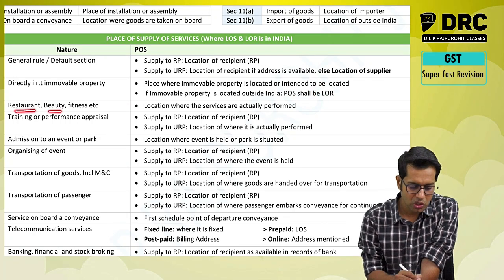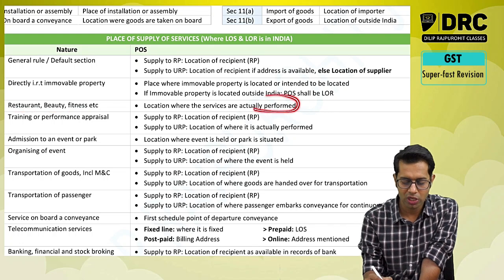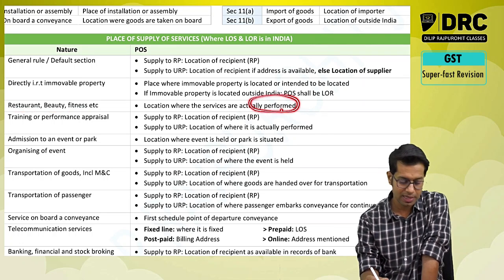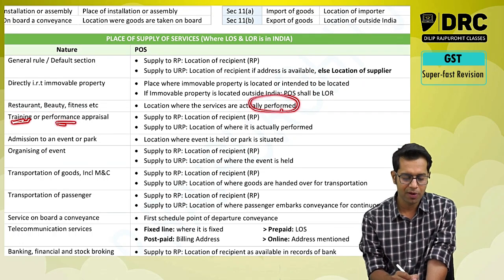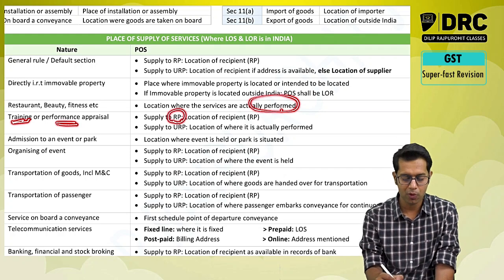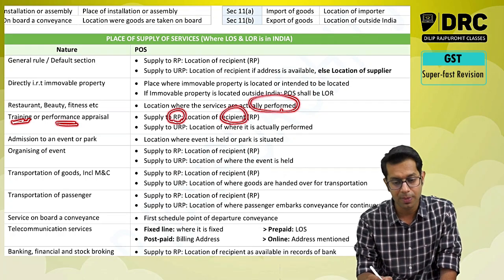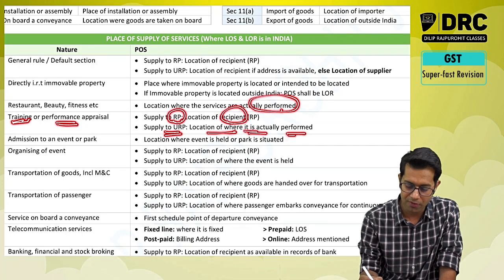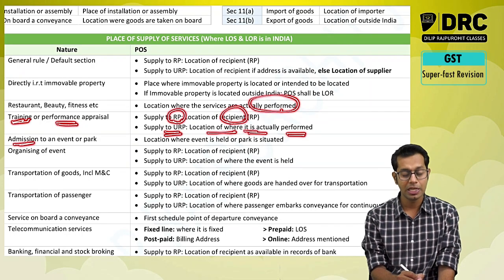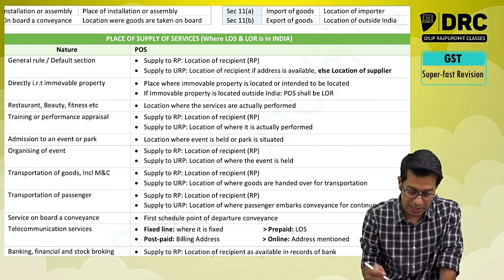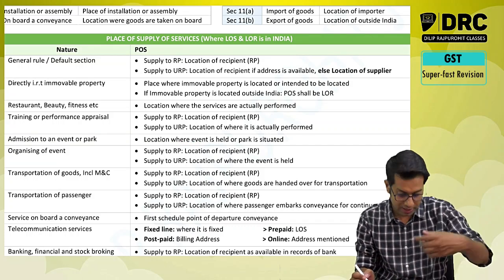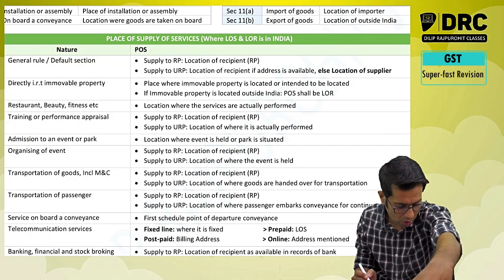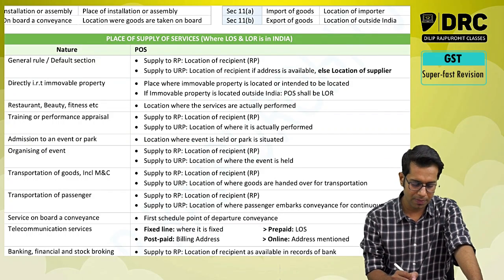In case of restaurant, beauty treatment and fitness services, the location where the services are performed will be taken as place of supply. In case of training and performance appraisal services, if the services are provided to a registered person, location of registered person will be taken as place of supply. If it is to an unregistered person, the location where the services are performed will be taken as place of supply.